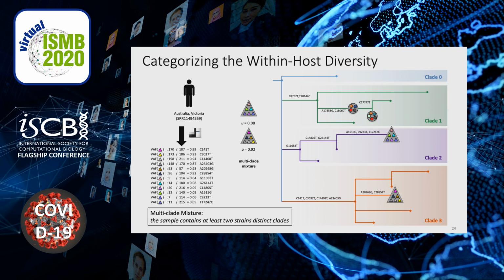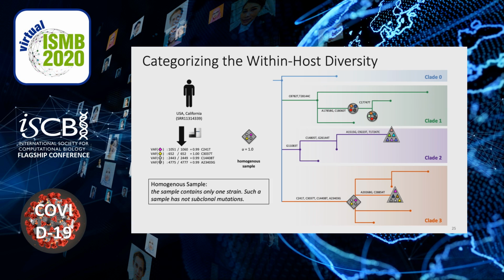A multiclade mixture, on the other hand, has strains that belong to different clades. So in this example, we have one strain that belongs to clade 2 and another strain that belongs to clade 3 in this sample. Finally, some of the samples are homogeneous, that is, they have a single strain. One such sample is shown here.